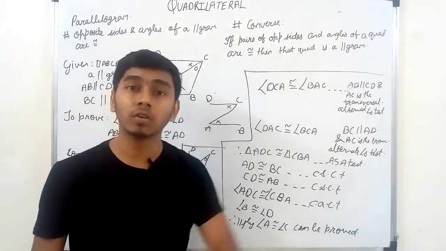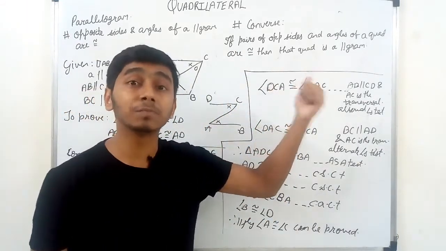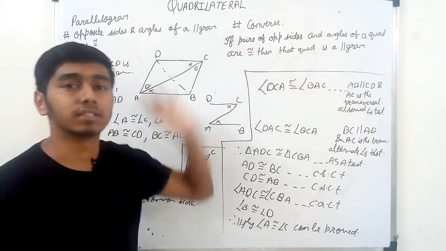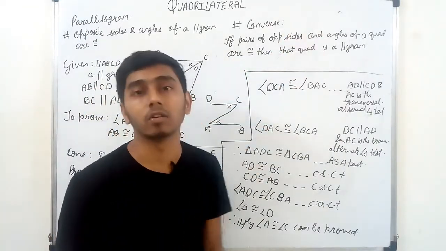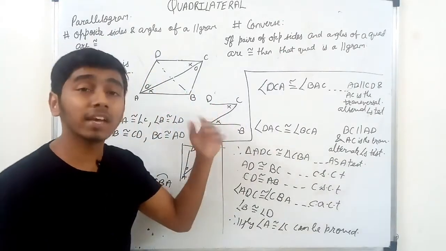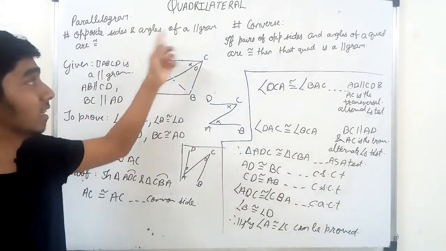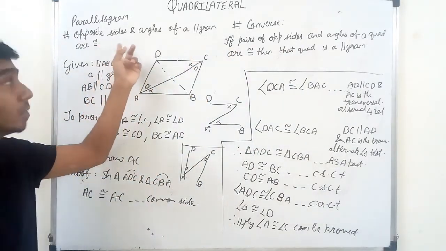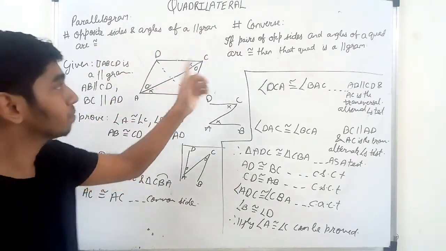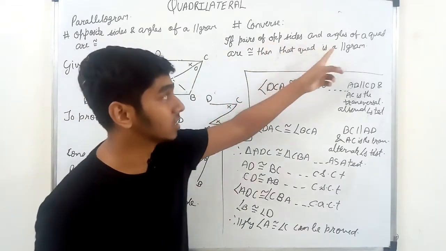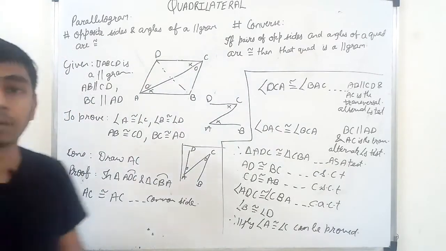Now there is a converse of this. It is called the converse because it is the opposite of this. Converse theorems are also called tests for parallelogram, because we are checking whether the given quadrilateral is a parallelogram or not. So the theorem says opposite sides and angles of a parallelogram are congruent, but the converse will be: if pairs of opposite sides and angles of a quadrilateral are congruent, then that quadrilateral is a parallelogram.